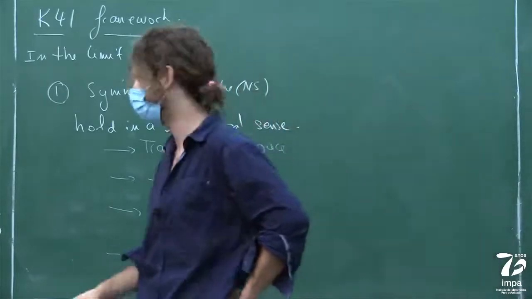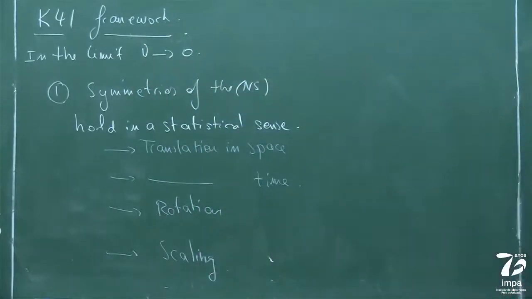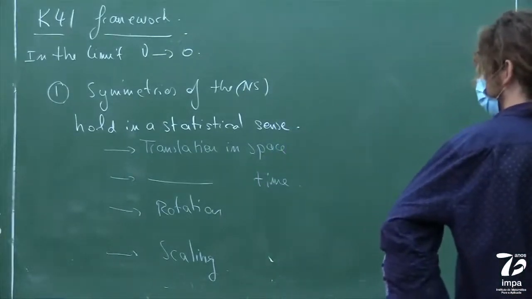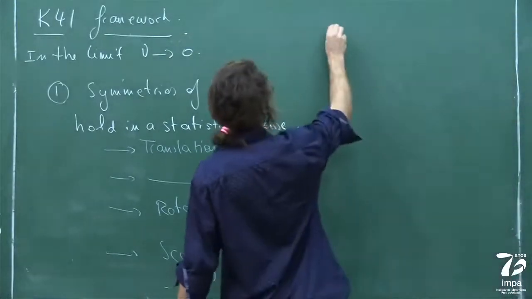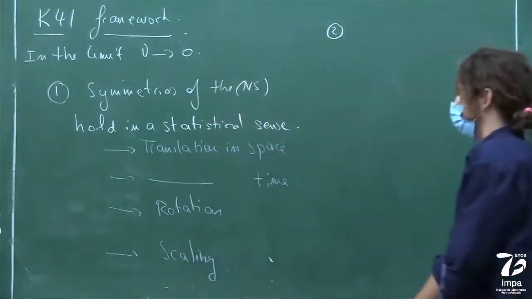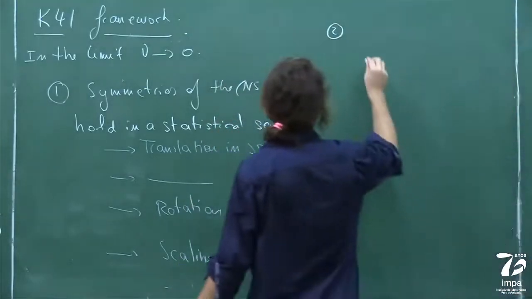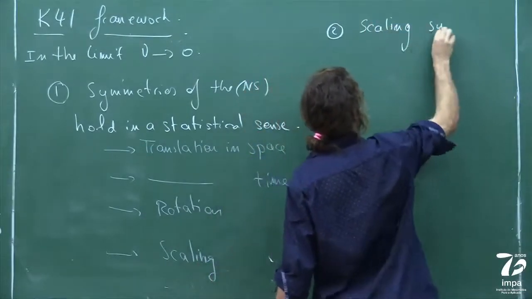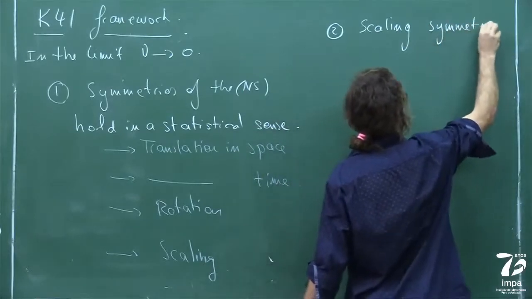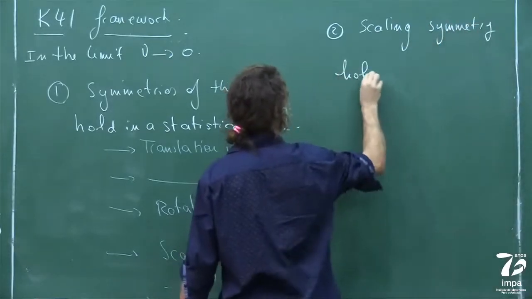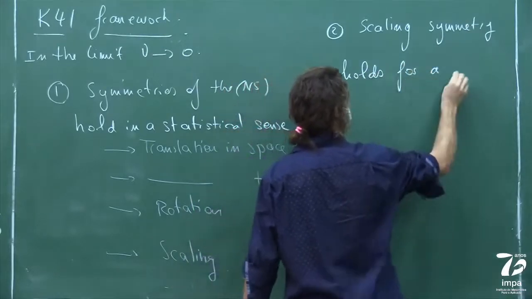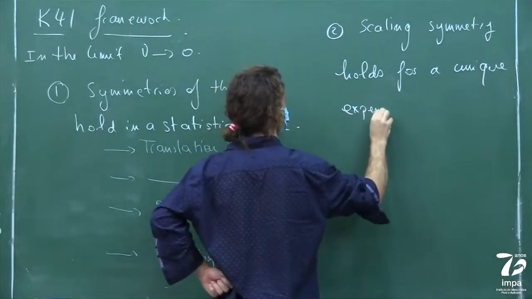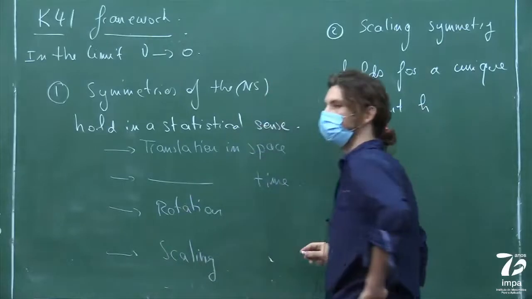So the idea is that we want to restore those symmetries. And so there are two other hypotheses. The second hypothesis is that the scaling symmetry holds for a unique exponent h.